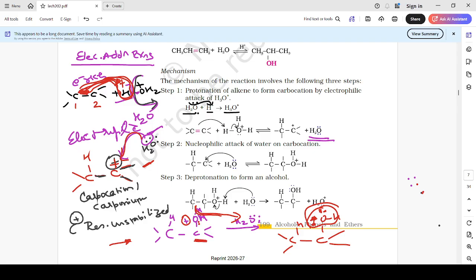Listen again. I am having C double bond C. I am having H plus here. This double bond is attacking the H plus, having hydrogen. What happened? I have created a positive charge here. Did you understand till this?